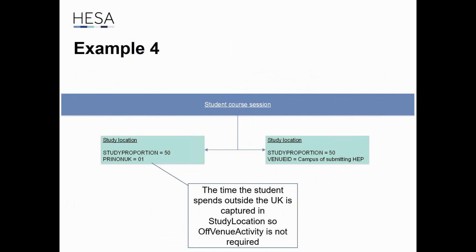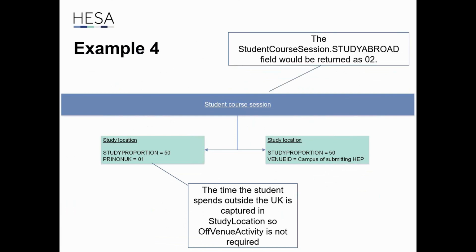So as I mentioned, one of the principles, we don't need off-venue activity to spell out exactly where they are and what they're doing for the parts outside of the UK, because they are one of these type of students where most of their study is not in the UK. And again, on the student course session, you'd probably be returning the study abroad flag as 02, so part of the year, because that is what they're doing.